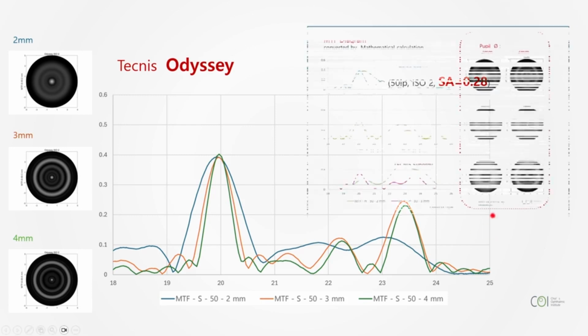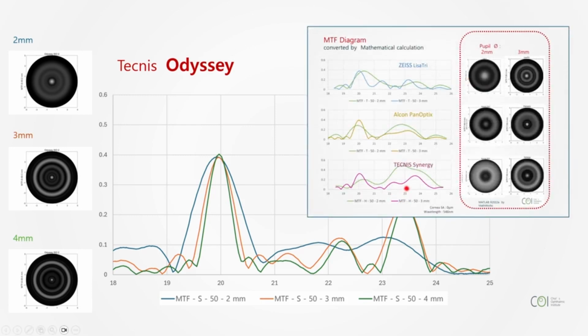Because previously I showed you, the previous Technis trifocal lens, Synergy, shows a totally different MTF curve. Even if it looks roughly similar in the microscope, they have totally different optic characteristics. And this part is quite similar to the Panoptix optics, and this part is very unique, independent of the pupil size.